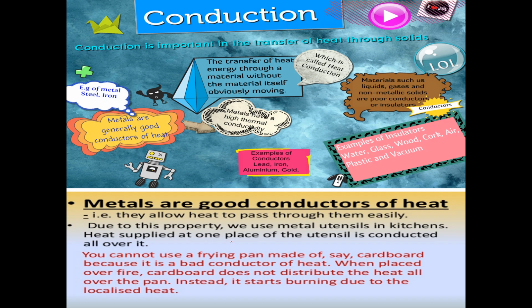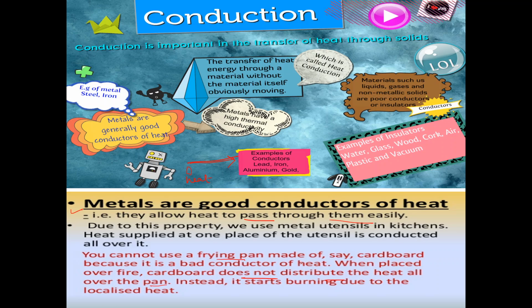Followed? Next, metals are good conductors of heat and electricity. Metals allow heat to pass through them easily. Suppose this is a metal rod and you are heating from this end, the heat flows to the other end. This is called conductivity. Whereas if you burn a piece of paper, a non-metal, it will catch fire. It does not distribute the heat all over.